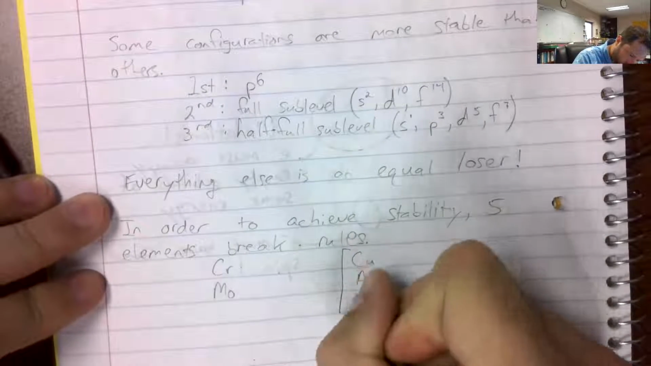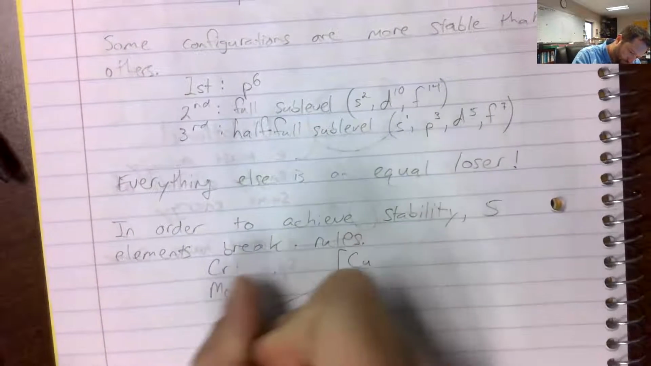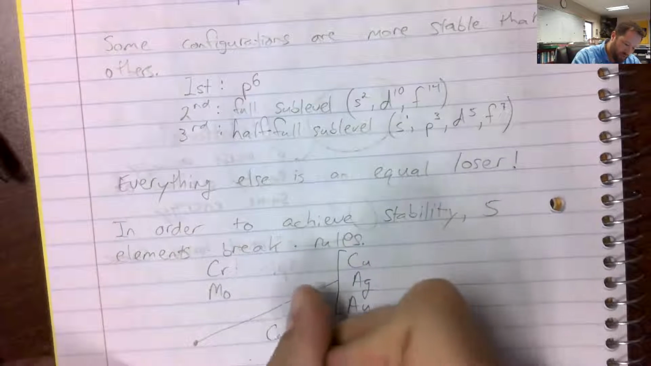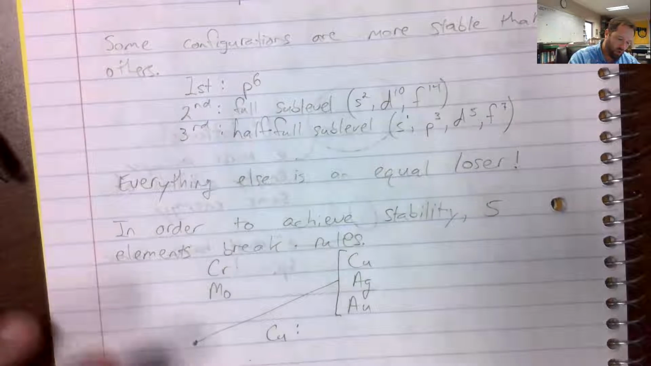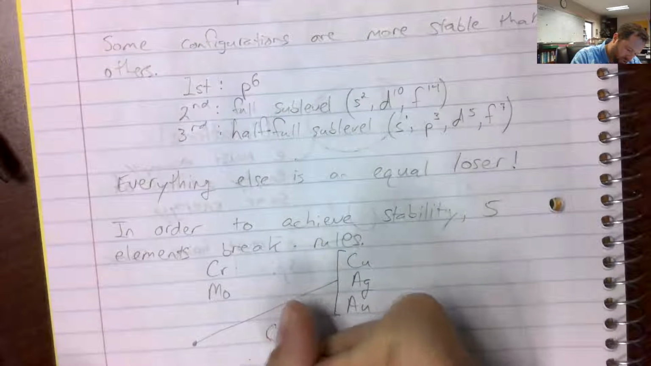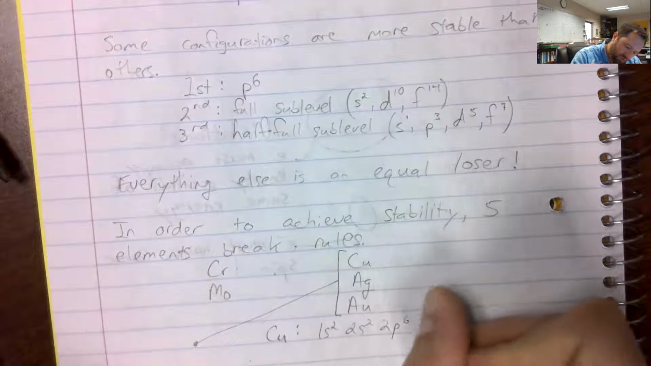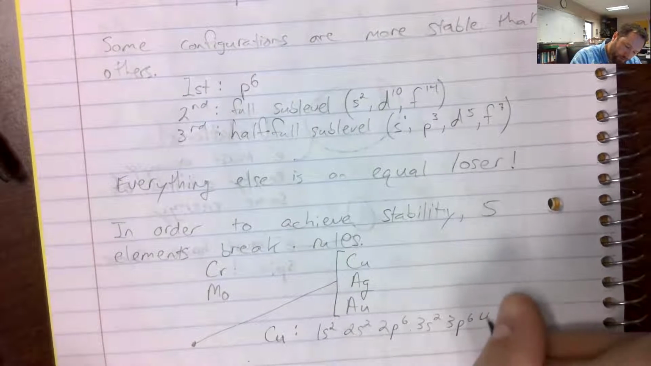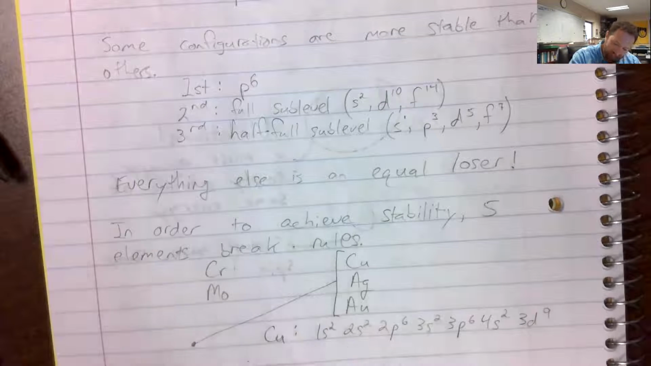Help you out here. So we'll start with these guys. We'll take a look at copper. I'm going to do the electron configuration of copper. Silver and gold are pretty long. We'll get the same picture by looking at just copper. So 1s2, 2s2, 2p6, 3s2, 3p6, 4s2, and 3d9.